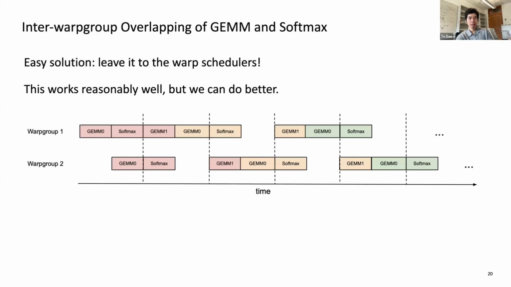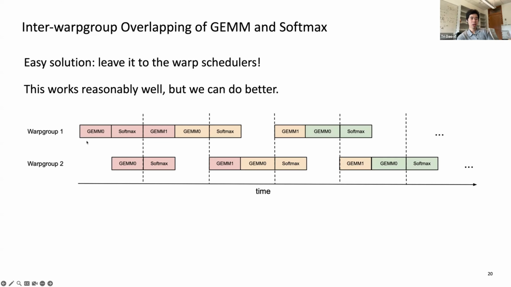So here's an example. It's called ping pong scheduling. For each thread block, you would split them into 2 warp groups. Each warp group is around 128 threads. And the idea is you want one warp group to be doing gem while the other warp group is doing softmax. And then they switch roles. So here's an example. Here's the timeline.